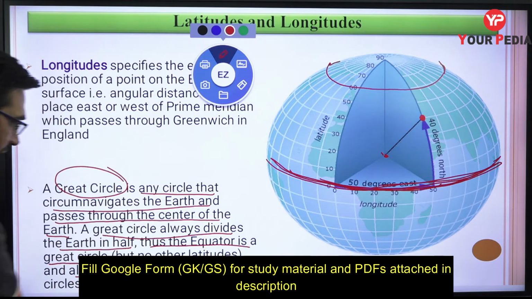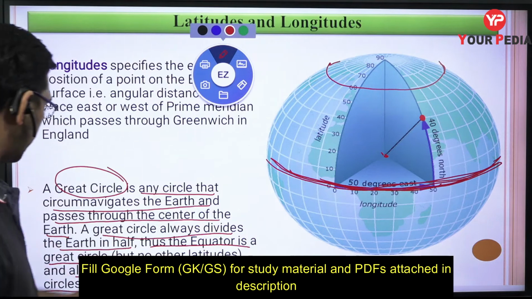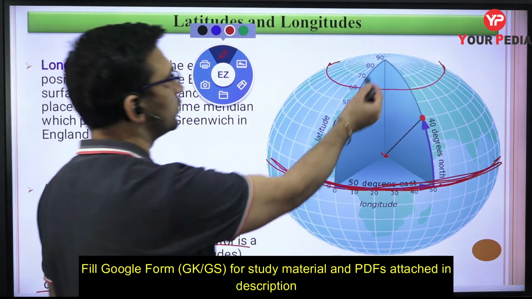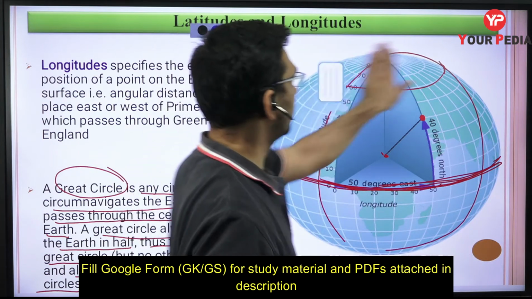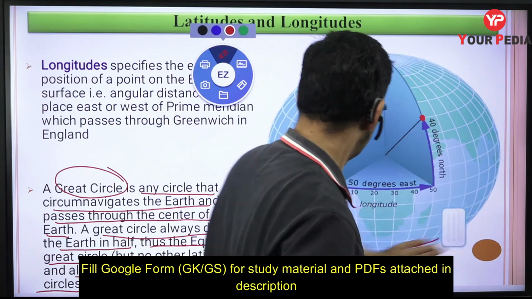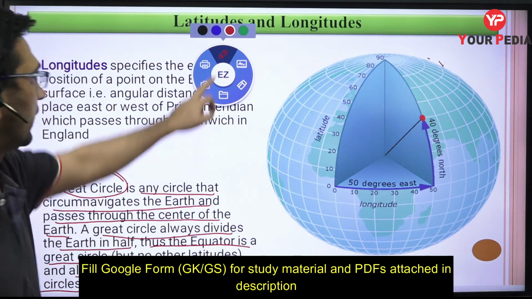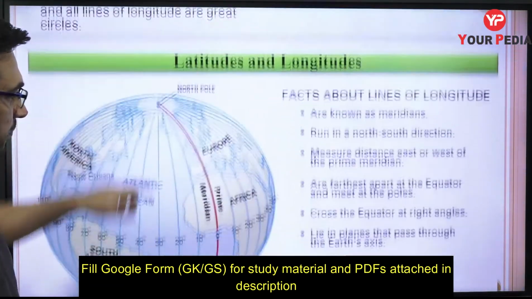And all the lines of longitude are great circles. So the lines of longitude, and then on the back side also, they're going to form great circles. Now see this statement.